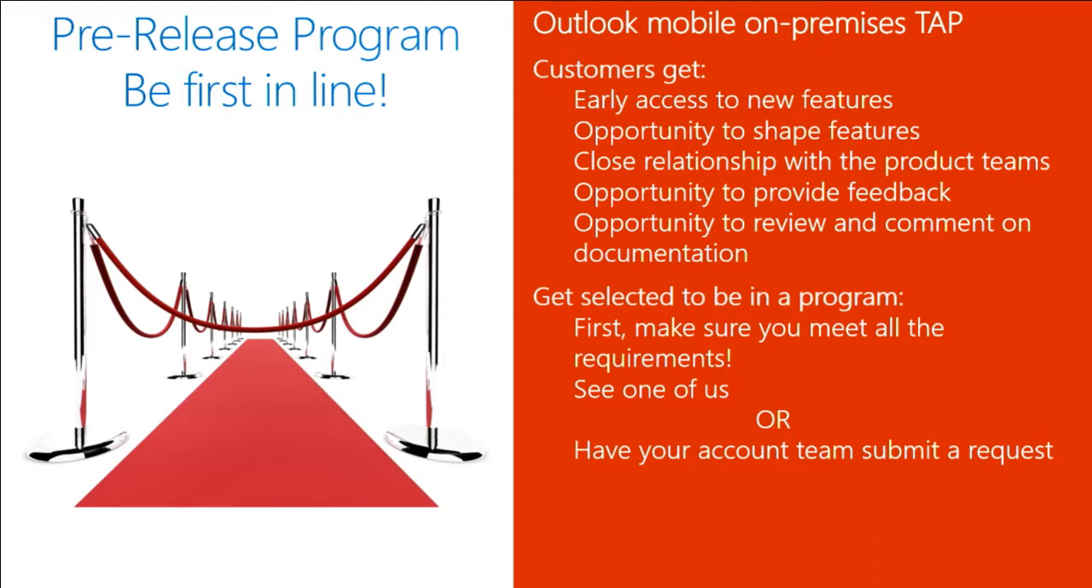So if you are a hybrid customer, you are on Exchange 2013 or Exchange 2016, and you want to take advantage of Outlook Mobile on premises and take advantage of the features that Daniel's going to talk about shortly, we would love to have you in this program. You can see me or Daniel later, or have your account team contact us directly, and you'll be able to get access to this feature set and use it before we make it publicly available. Sound good? Everybody's going to join up? Excellent.